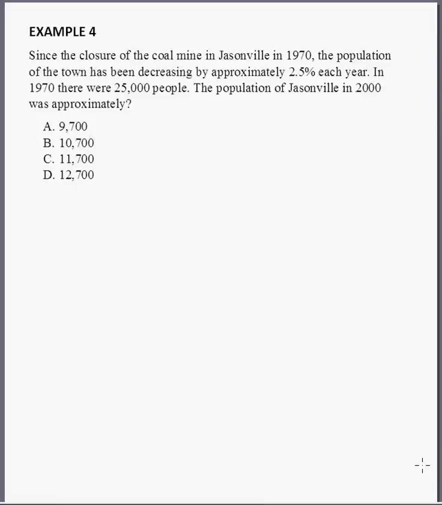So Jacksonville has a population of 25,000 people in 1970, and since then it has been declining by 2.5%. We want to be able to estimate the population of that town in 2000. So this is similar to what we did in example number 3, except that the one we did has a positive growth.